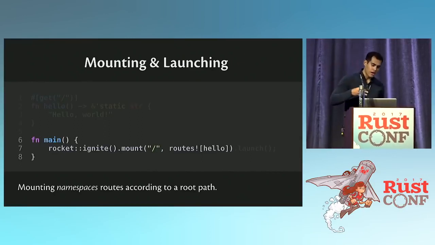And then you need to put some stuff on the rocket. In this case, we need to put routes on the rocket, because those belong in space, apparently. So you mount some stuff on the rocket. And what mounting means is you just namespace the route.